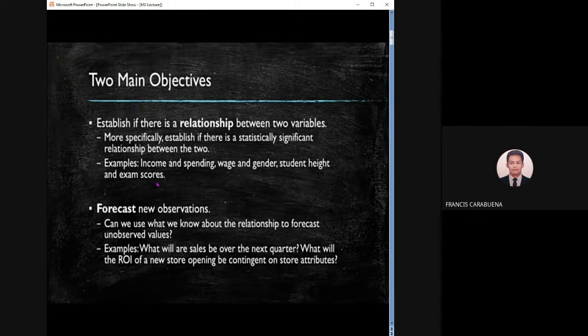Our second objective is to forecast new observations. What we mean here is, can we use what we know about an existing relationship to forecast unobserved values? Let me give you a couple of examples. For instance, if we know that our sales tend to grow over time, and we even know how strong this relationship is, and how fast our sales grow, we could use this information to predict or forecast what our sales will be over the next quarter.